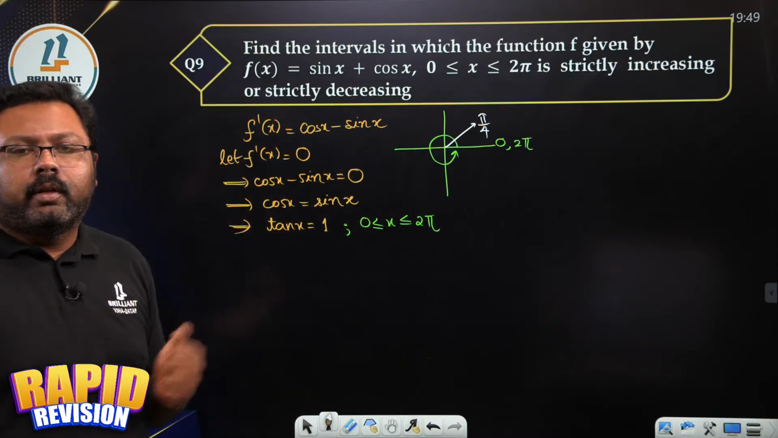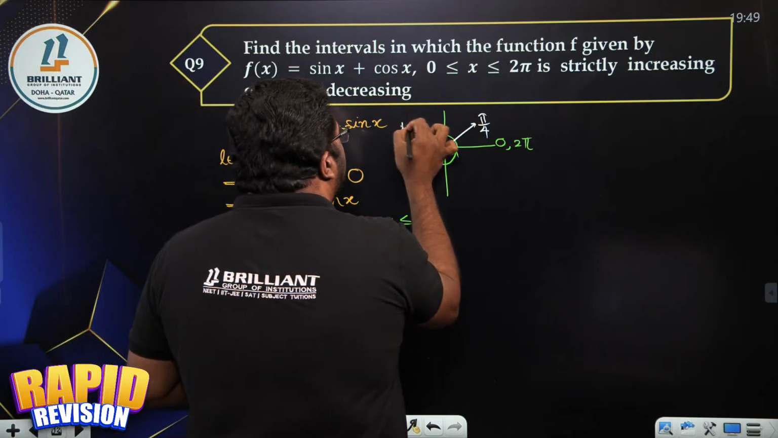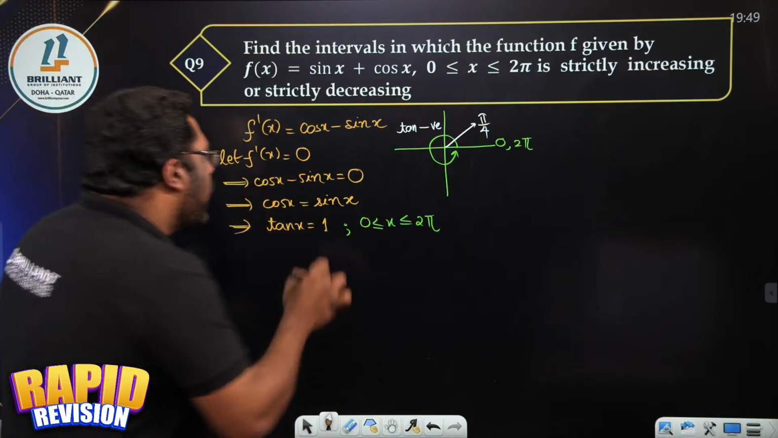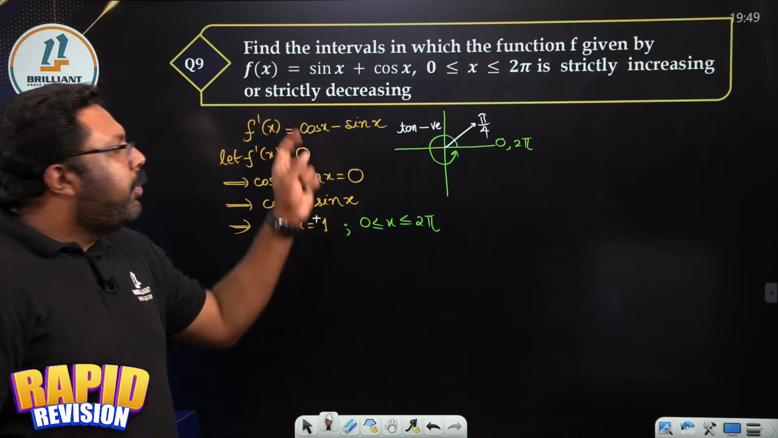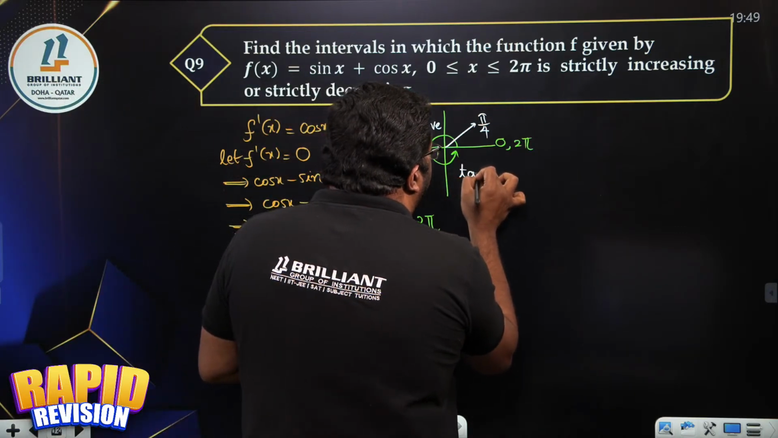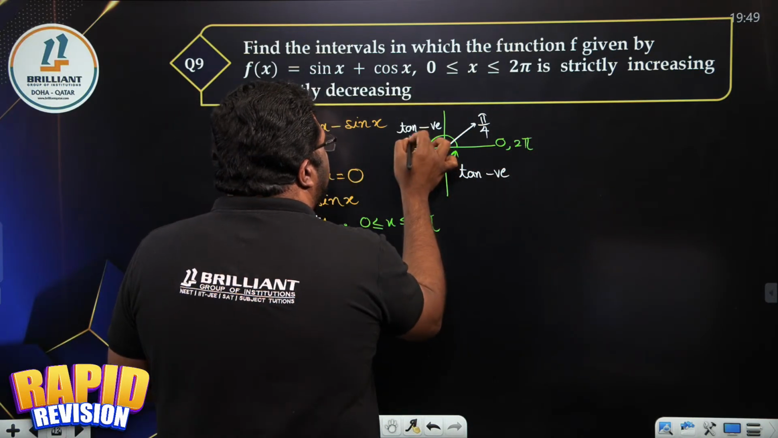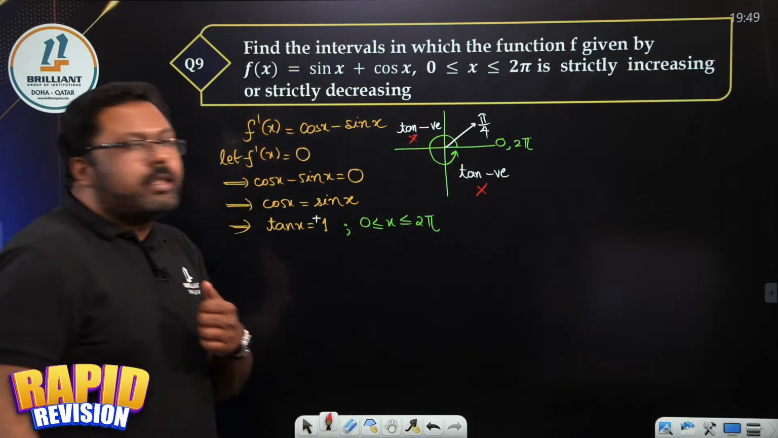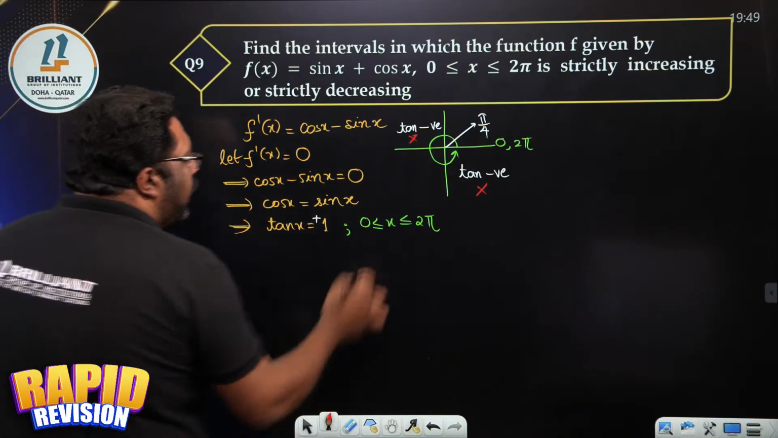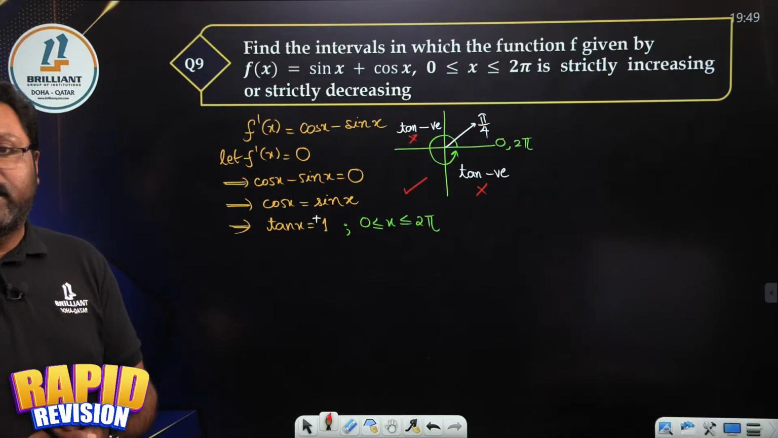Tan 45 is 1. But I will not look at the second quadrant. Why? Because tan is negative here. I want a positive answer. So I'm not at all interested in the second quadrant, and again not in the fourth quadrant also, because tan is negative there. Those two quadrants make tan x negative, but I want a positive answer.